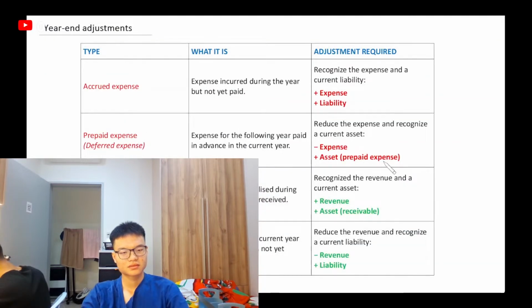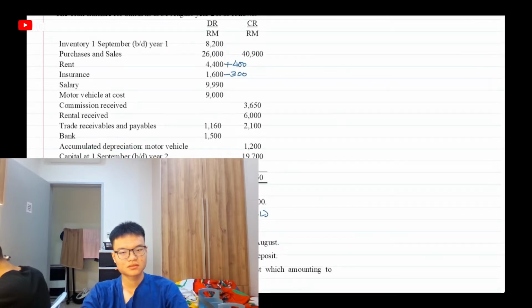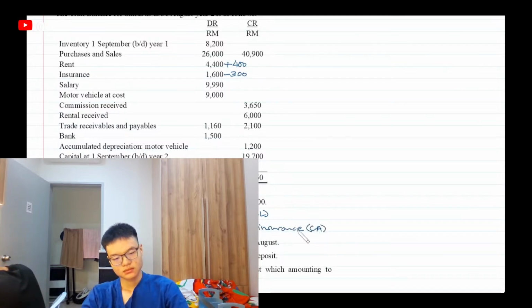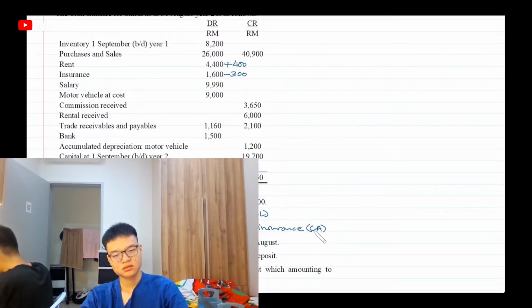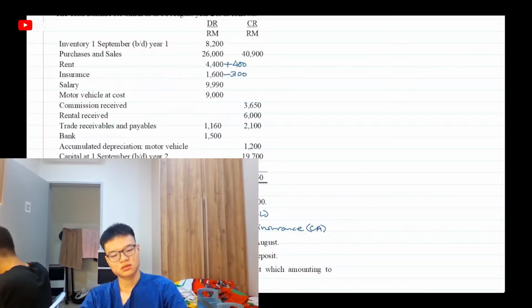So in the prepaid expense, we record it as an asset. It's a current asset. We call this prepaid insurance. Now prepaid insurance is current asset, so I label it CA. Okay. Why I put CA here? Because it will help me afterwards to identify when I prepare the statement of financial position. So 300 ringgit paid for next year, you have to take it out of this year's expense. This will go into next year's expense.